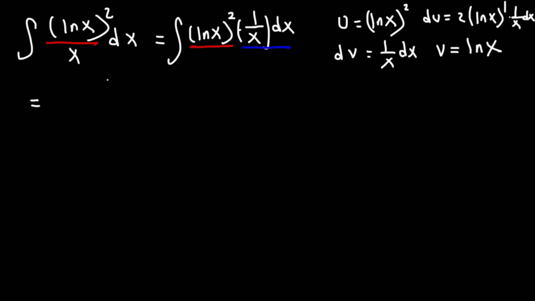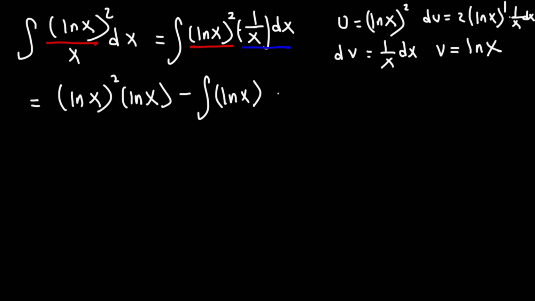Now using the formula, this is going to be u times v. u is ln x squared. v is just ln x minus the integral of v du. So v is ln x. du is 2 ln x times 1 over x dx. So let's put this all together. So first I'm going to rewrite the original problem.